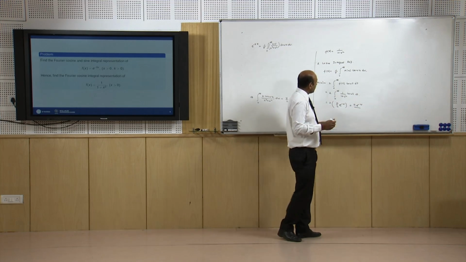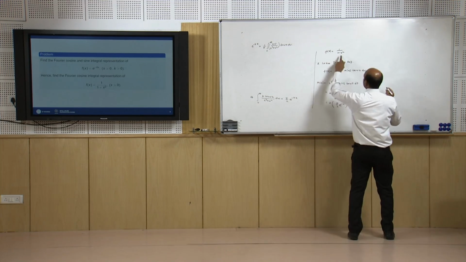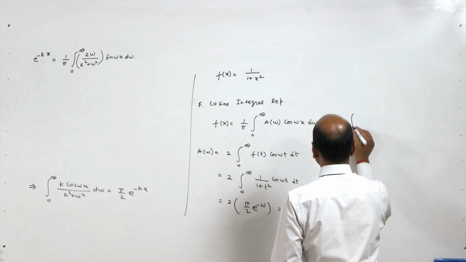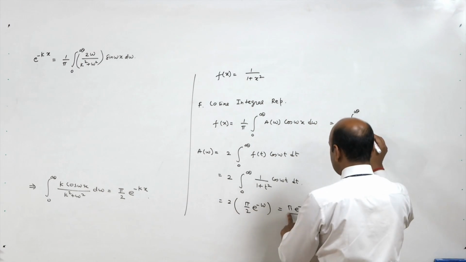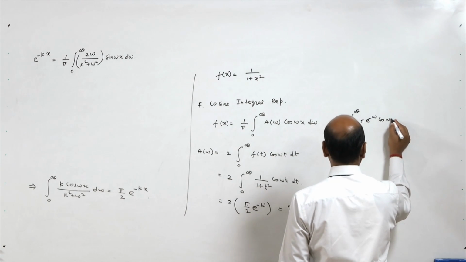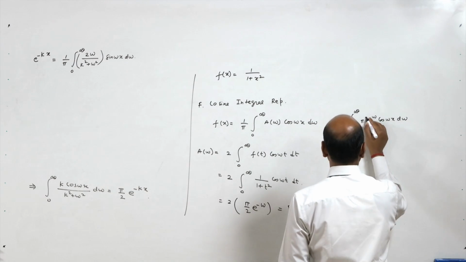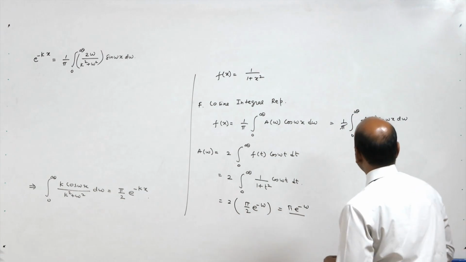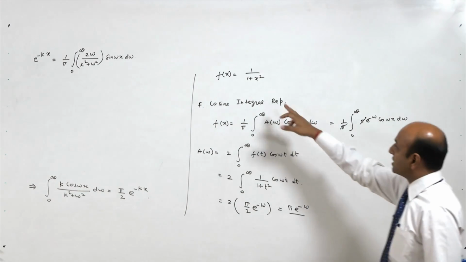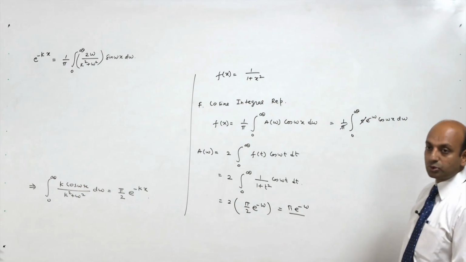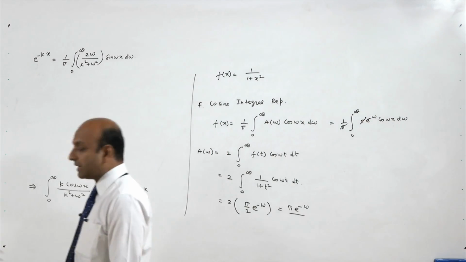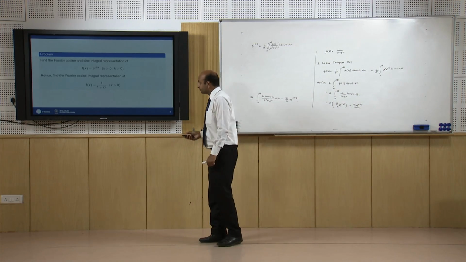So, what is the Fourier integral representation of this function? This will be nothing but 1 upon pi times integral 0 to infinity, a omega is nothing but pi into e raised to minus omega and cos omega x d omega. Pi cancels out. So, this will be the Fourier cosine integral representation of this function 1 upon 1 plus x square. So, in this way we can find out Fourier cosine and Fourier sine integral representation of a function.